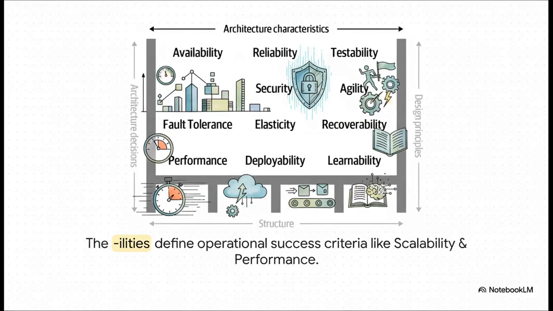Whoa, okay, this chart looks a little intense, but the idea behind it is actually pretty simple. These are your architecture characteristics, or what a lot of people call the ilities, like scalability, performance, testability. They're not about what your system does, but how well it does it. Think of them as the promises your system makes. How fast is it? How secure is it? Getting these right is every bit as critical as building the right features.